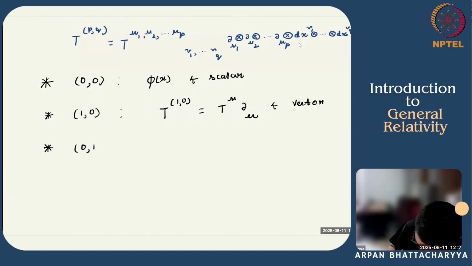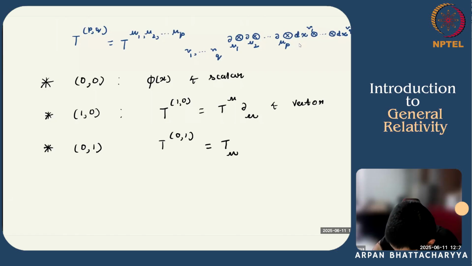Then what about the (0,1) tensor? In this language, it is A mu dx mu. Remember, here there is no P, so there are no upper indices, but there is one lower index associated with this one of the coordinate differential basis. This is nothing but the one form.